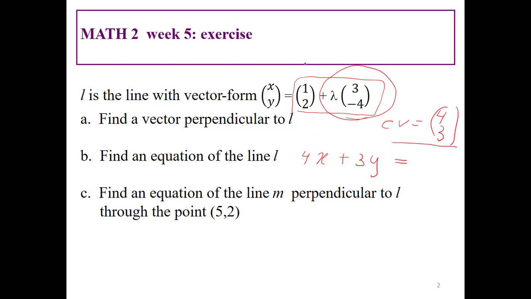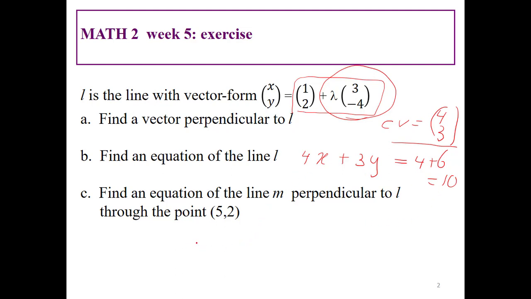Do we know a point? Well, yes, of course. (1, 2) is on the line. So 4x + 3y would be 4 plus 6, which is 10. So the complete equation would be 4x + 3y = 10.